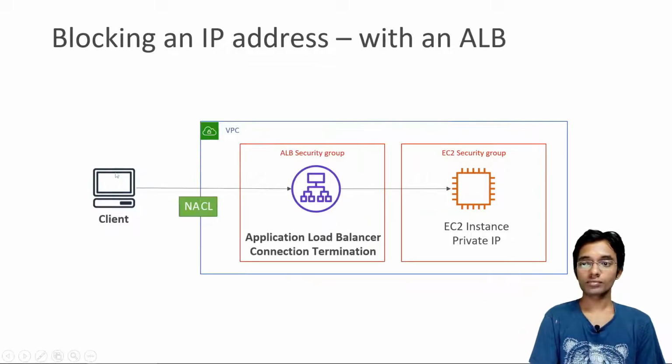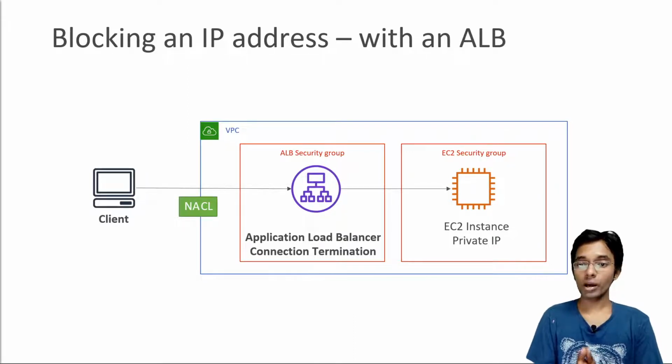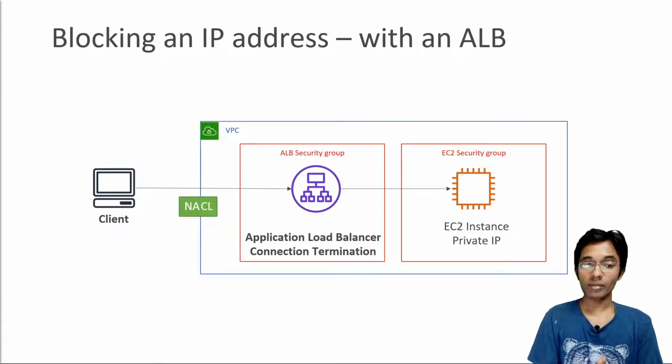Now let's push this one step further. We introduce an application load balancer. So again this ALB is defined within your VPC, and we still have our EC2 instance, but now we have two security groups. We have the ALB security group and we have the EC2 security group.